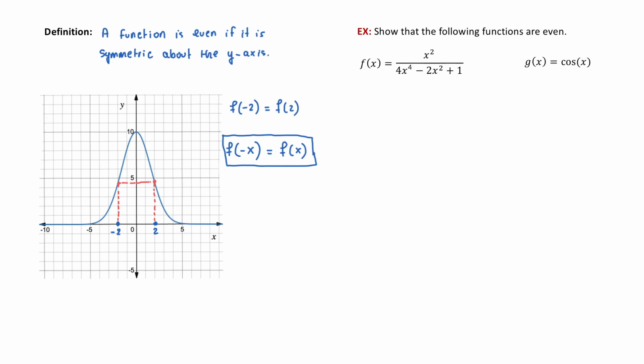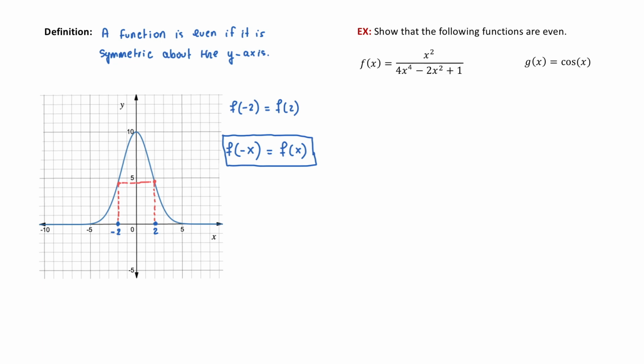I want to show you now how to show that a function is even, a function like this one or this one right here, without a graph. So let's take a look at this one. Show that the following functions are even. Well, this is a rational function. I don't have a graph, yet they are asking me to show that this graph is even.